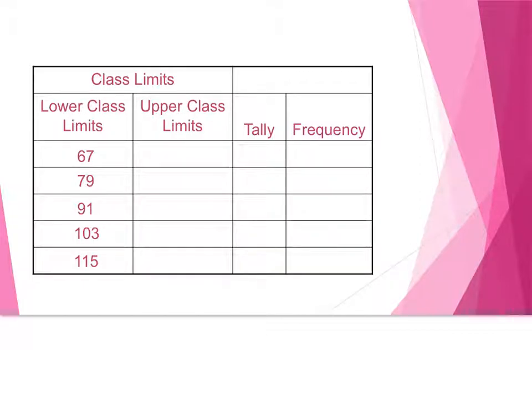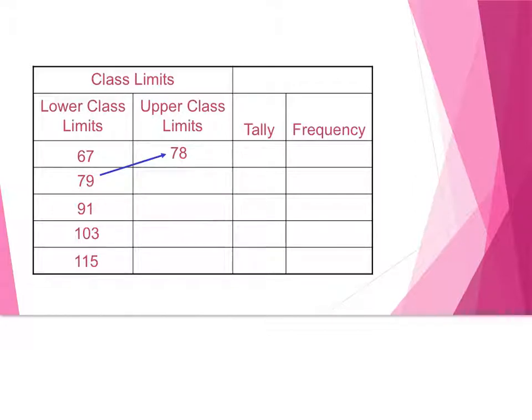Well, if my second class begins at 79, I can't have 79 in both groups. So if my second class starts at 79 and I don't want to miss any numbers, my first group needs to end at 78.